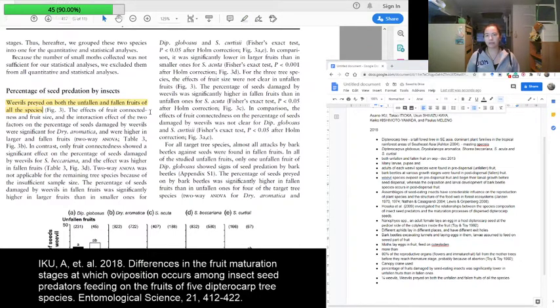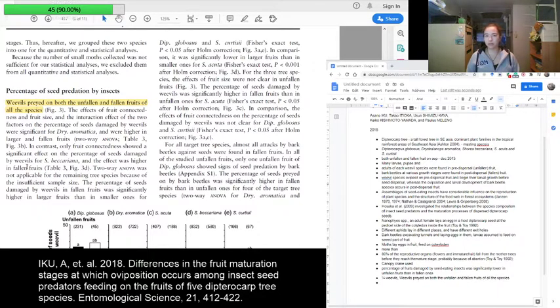The effects of fruit connectedness and fruit size and the interaction effect of the two factors on the percentage of seeds damaged by weevils were significant for that species. They were higher in larger and fallen fruits. In contrast, only fruit connectedness showed a significant effect on the percentage of seeds damaged by weevils for another species, and the effect was higher on fallen fruits.